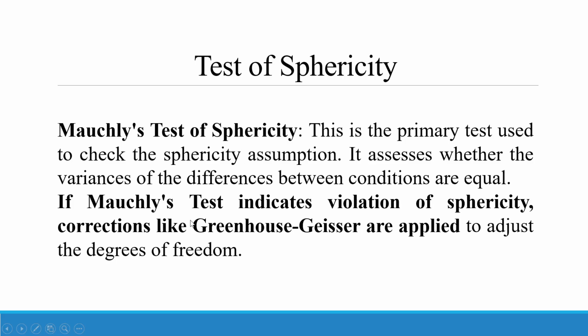We have some formal testing methods to test the sphericity. One of them is Mauchly's test of sphericity. This is the primary test used to check the sphericity assumption. It assesses whether the variances of the differences between the conditions are equal or not. If Mauchly's test indicates a violation of sphericity, no need to worry. Corrections like Greenhouse-Geisser are applied to adjust the degrees of freedom.